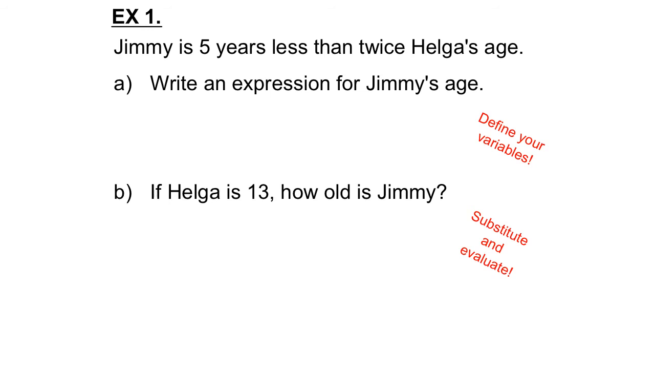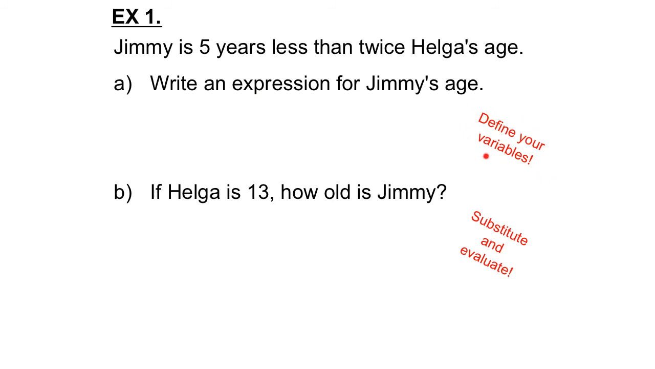Here's the first one. Jimmy is 5 years less than twice Helga's age. You might think, well, that makes no sense, but if we go through this slowly, we can piece together what it's talking about. We're going to write an expression for Jimmy's age, and then we're going to figure out how old Jimmy is. So before we write an expression for Jimmy's age, I want to show you this here.